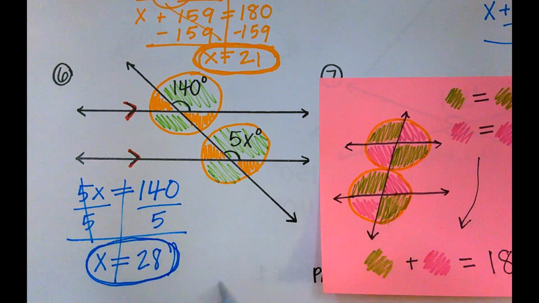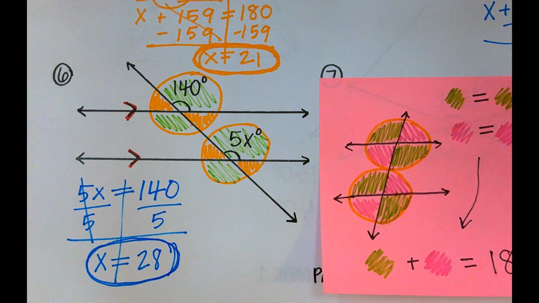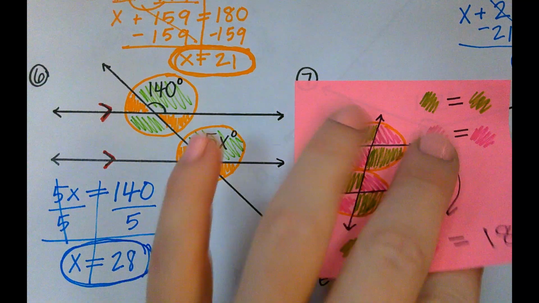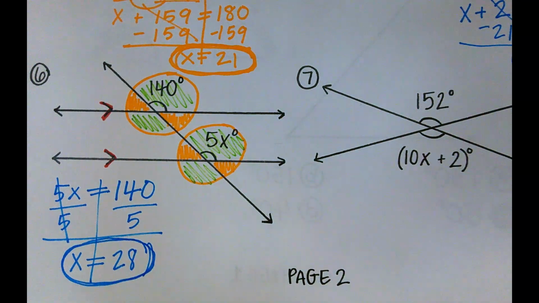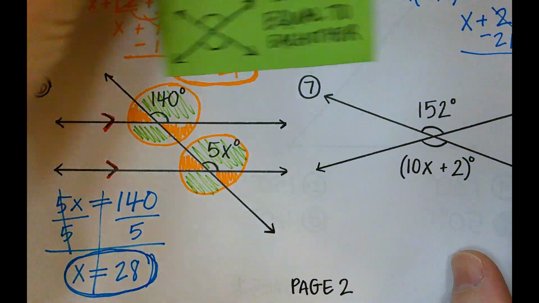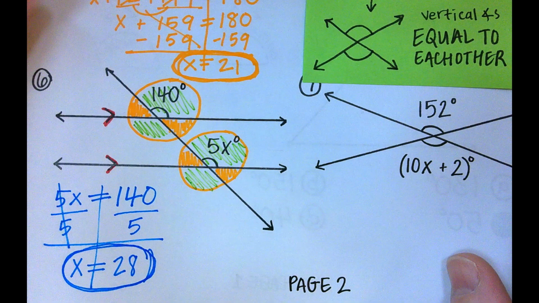That one wasn't so bad. Yeah, it was an easy one. Nice easy one. Okay. So that's number 6. And now we should look at number 7.